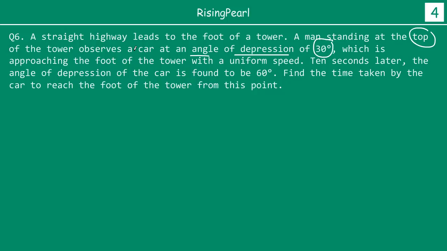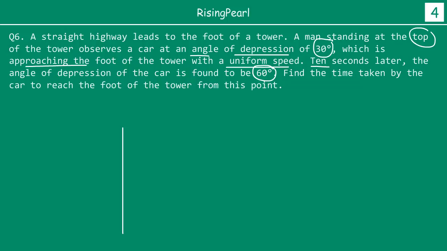But the car is moving and it is approaching the foot of the tower. So it is approaching towards the tower at a uniform speed. 10 seconds later, the angle of depression of the car now is 60 degrees. Because the car has come a little closer to the foot of the tower, so the angle of depression has become 60 degrees. Find the time taken by the car to reach the foot of the tower from this point. So this is a very interesting question. It sounds like a little bit complicated question. So let's break it down.